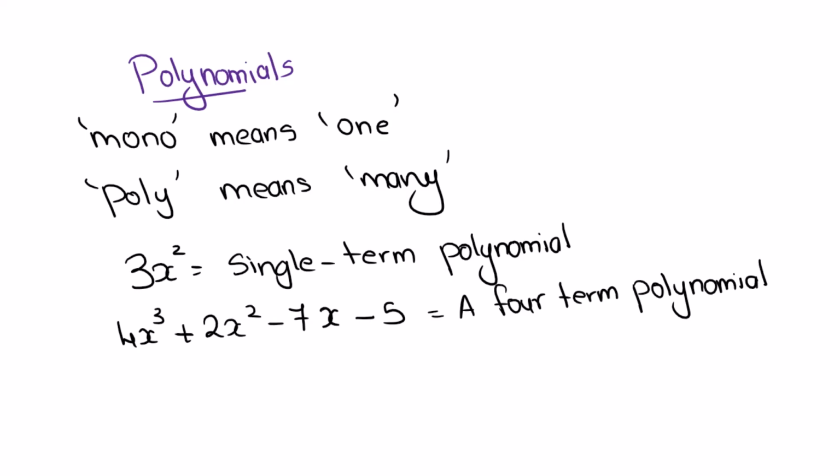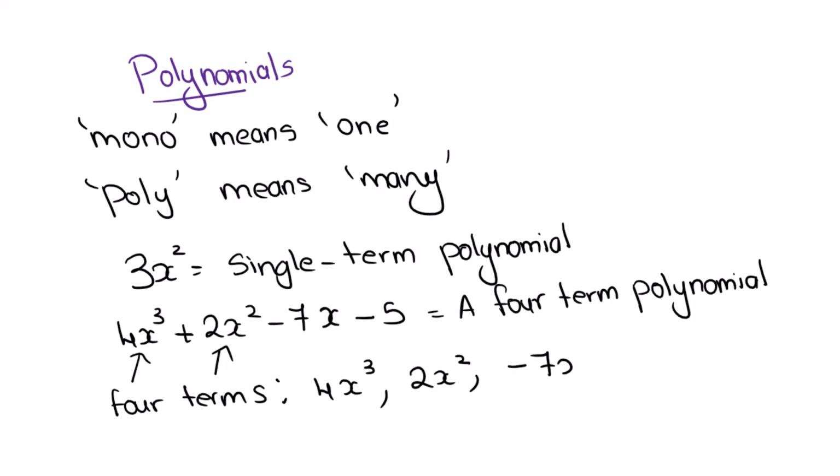So in this polynomial, each monomial is called a term. Each of these is called a term. So this polynomial has got 4 terms. It has 4 terms, and they are 4x cube, 2x squared, minus 7x, and minus 5.